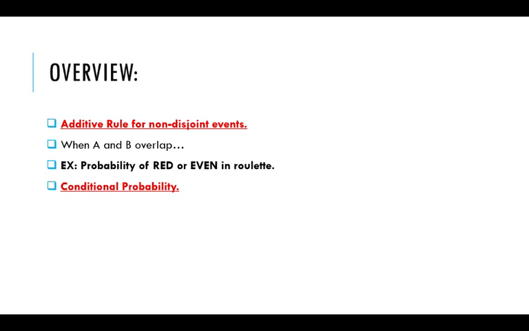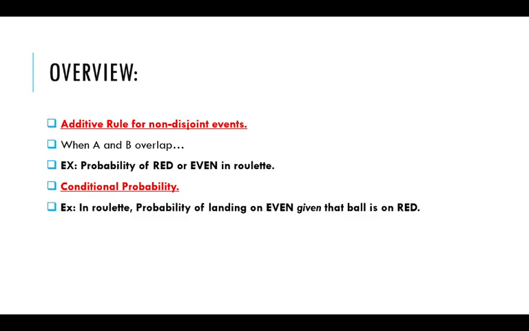And what if we want to look at a conditional probability? That's the idea where, for example, in roulette, the probability of landing on even, given the ball's red, right? One is conditional on the other. So what's the chance that I land on even, given that I know I'm landing on red? So I have to take those conditions into account.